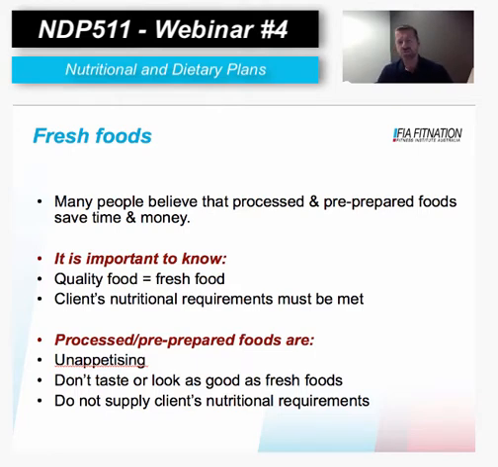When it comes to fresh foods, many people believe that processed and pre-prepared foods save time and money. And short term, that might be true, but it is important to know that the best quality food obviously is fresh food. Clients' nutritional requirements must be met, and they really are the number one priority. Processed and pre-prepared foods are, for a start, less appetizing because they don't taste or look as good as fresh foods. They also don't supply the client's nutritional requirements. So obviously good quality fresh food is going to be your best option.